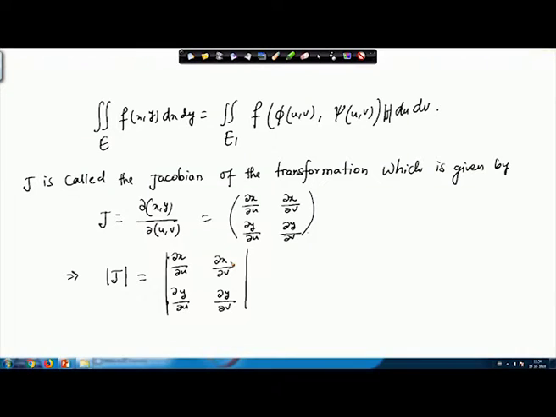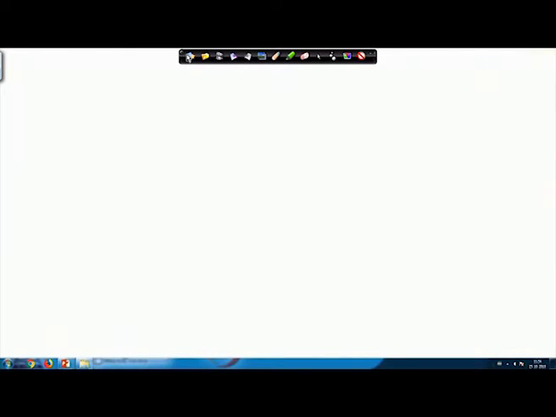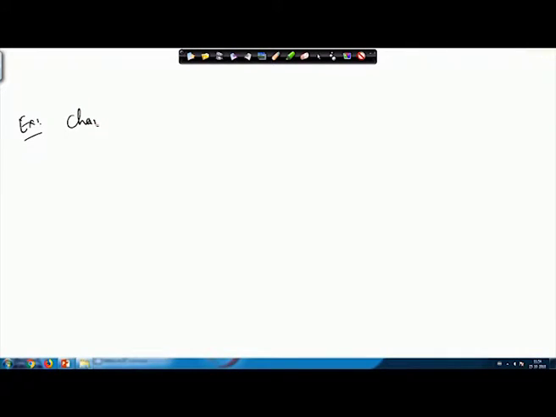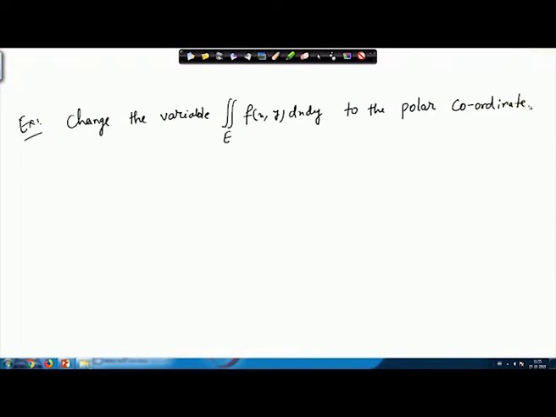Now, one might ask how we change the variable. An interesting example could be this: let us say we have an integral over the region E of f(x, y) dx dy, and we want to change the variable from the Cartesian coordinate to the polar coordinate.